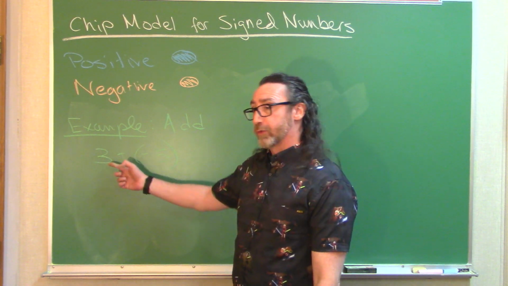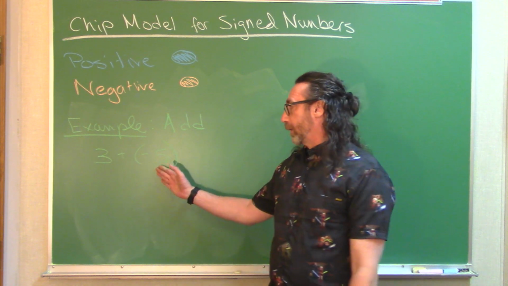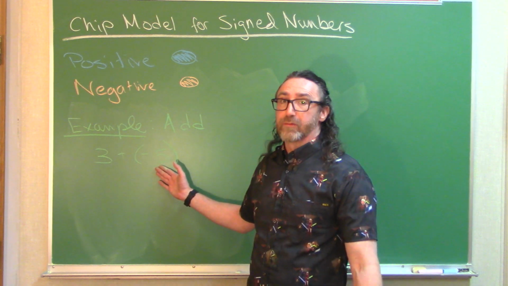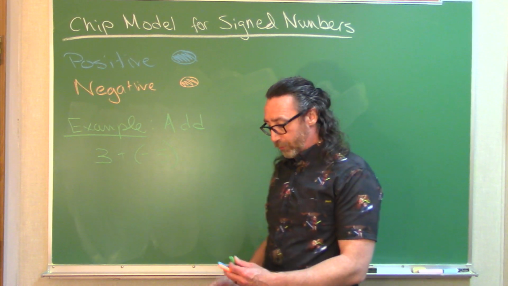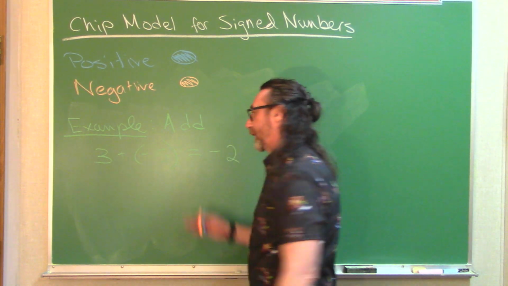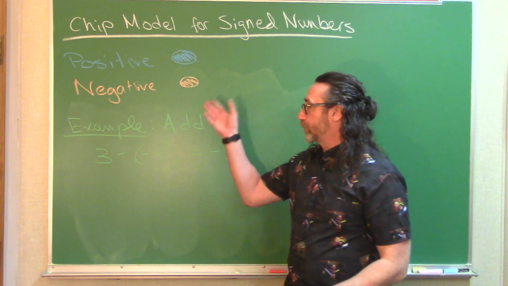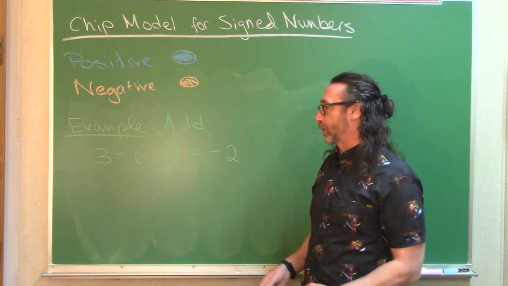And the reasoning was, well, we look at these two numbers, we see they have different signs. The negative 5 has the bigger absolute value. So the negative number wins, so our answer is going to be negative. And when we have different signs, we subtract. Now, if we use the chip model, we can actually see why this works out to be negative 2.